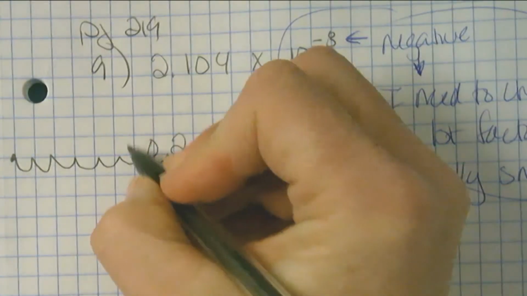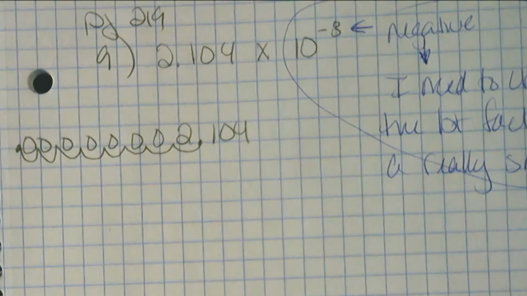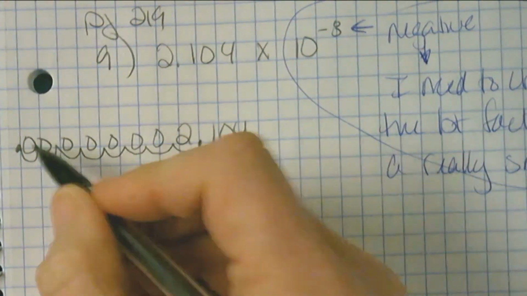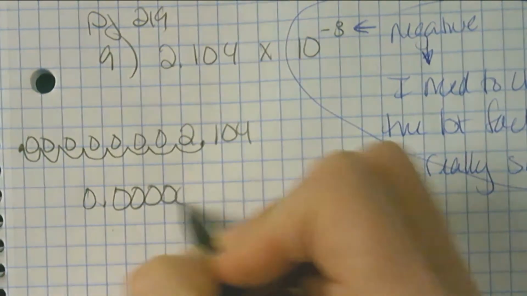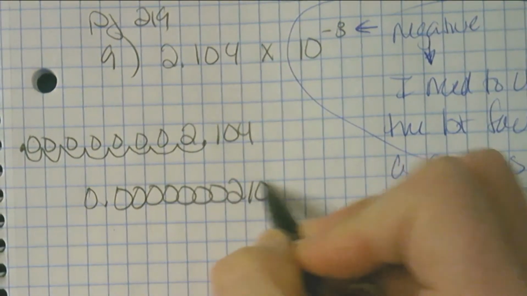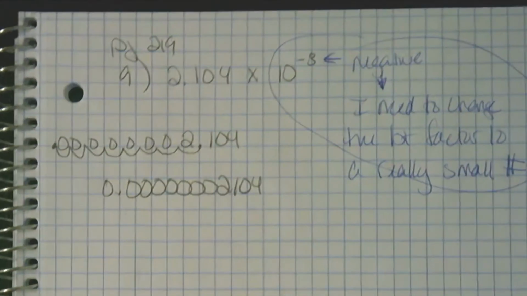So I'm just going to put a 0 into each of these. So I end up with 0 point where there's 1, 2, 3, 4, 5, 6, 7, then 2, 1, 0, 4. Jacob, does that help you? Awesome. Alex? Yep.